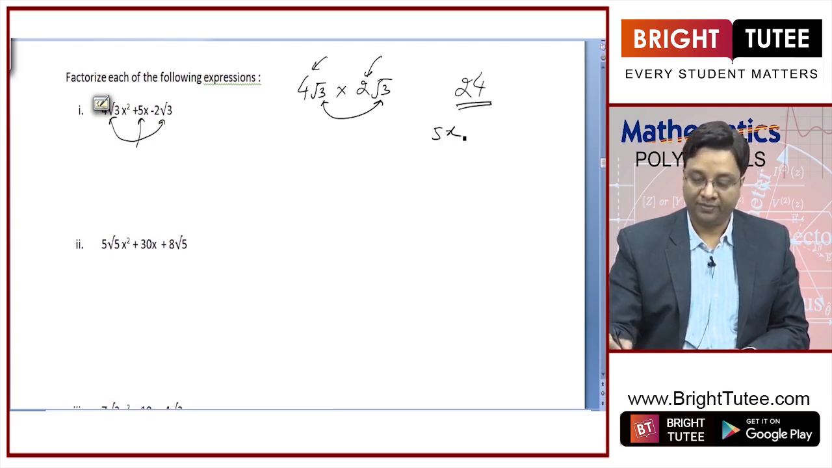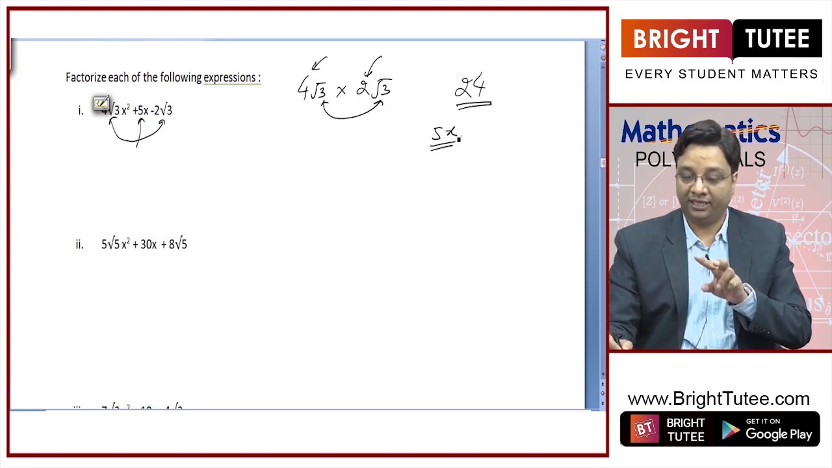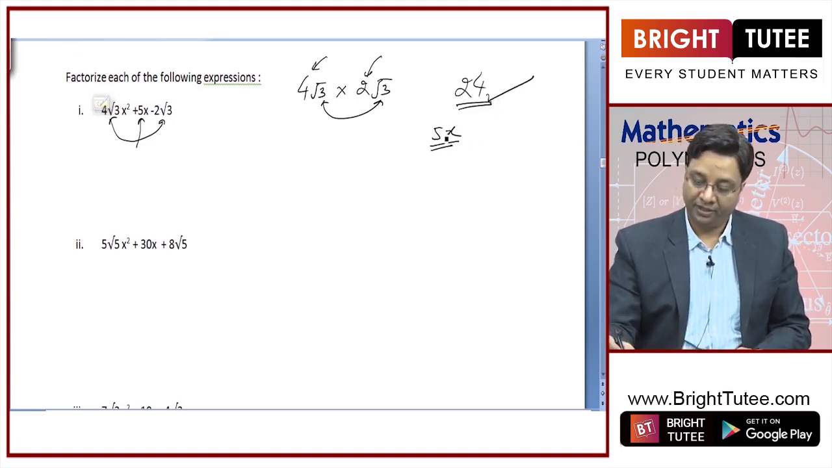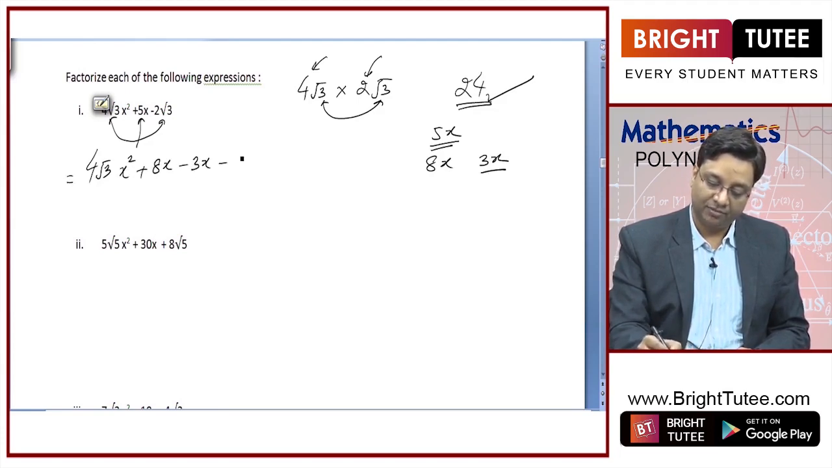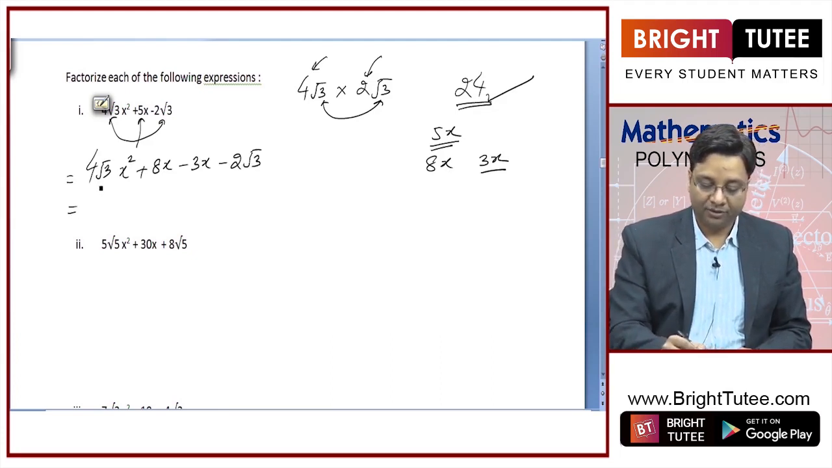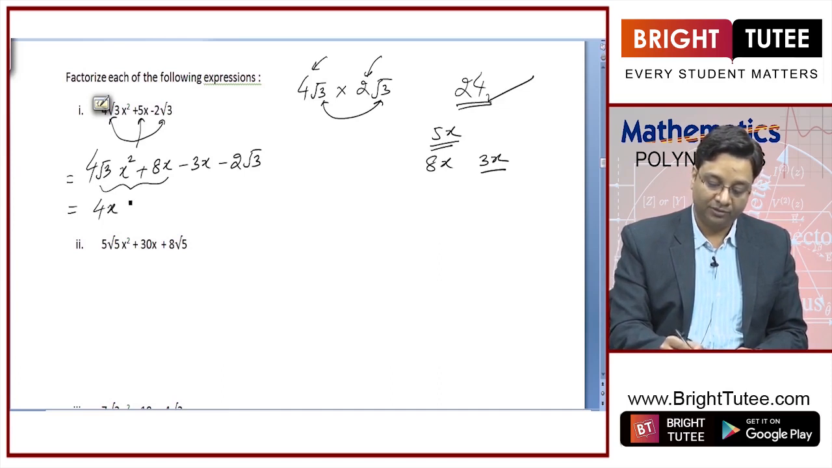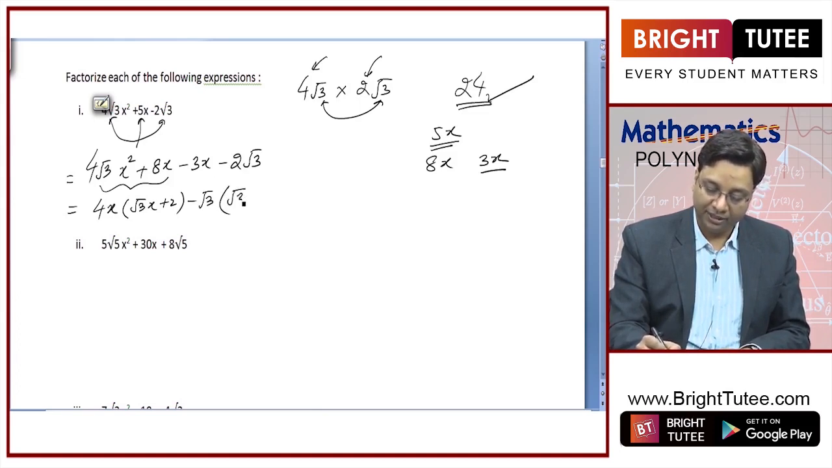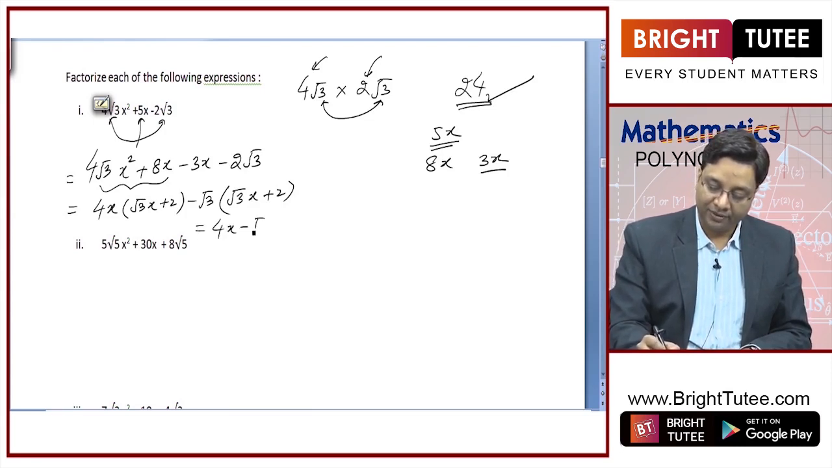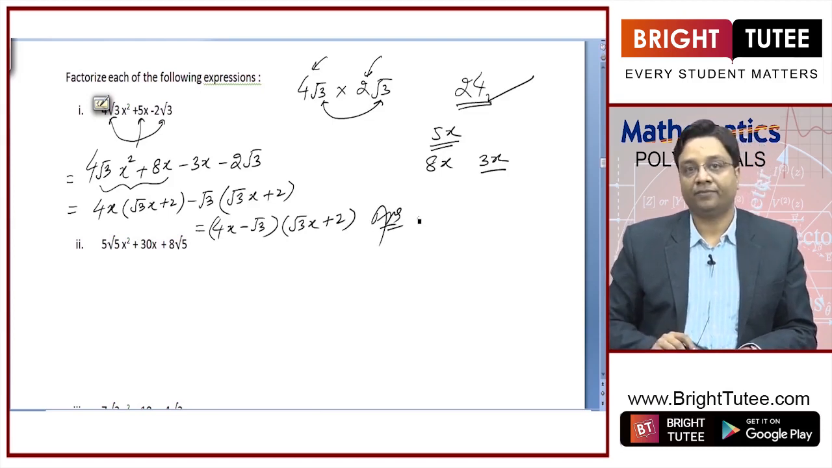5x has to be split in a way that the two terms have a product of 24x square. So I can easily split it into 8x and 3x. So 4 root 3 x square plus 8x minus 3x minus 2 root 3. Hence from these first two terms I can take 4x common. So I will have root 3x plus 2, and from these I can take minus root 3 common, so that I have root 3x plus 2 inside. Okay. So the factorized form will be 4x minus root 3 into root 3x plus 2, right. So this will be the factorized form.